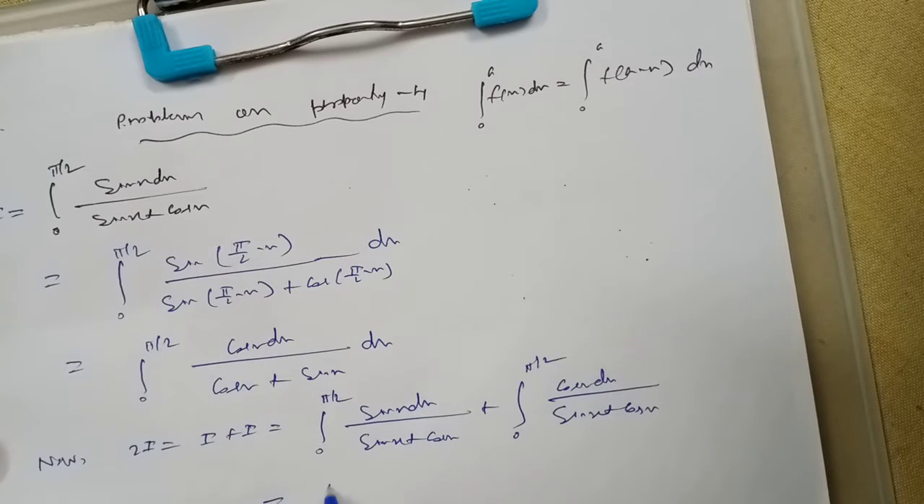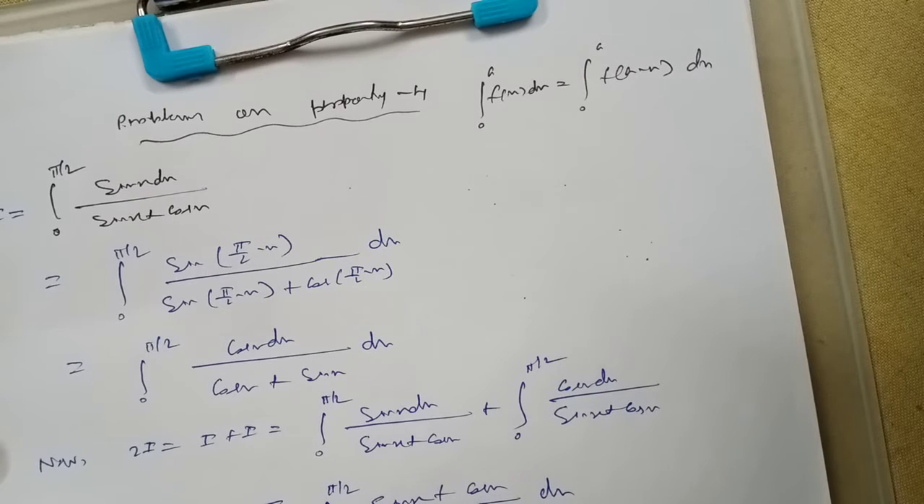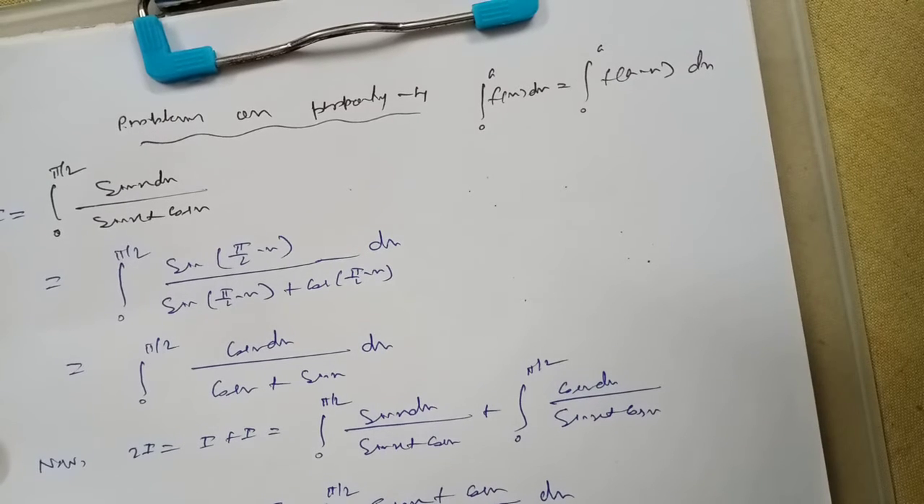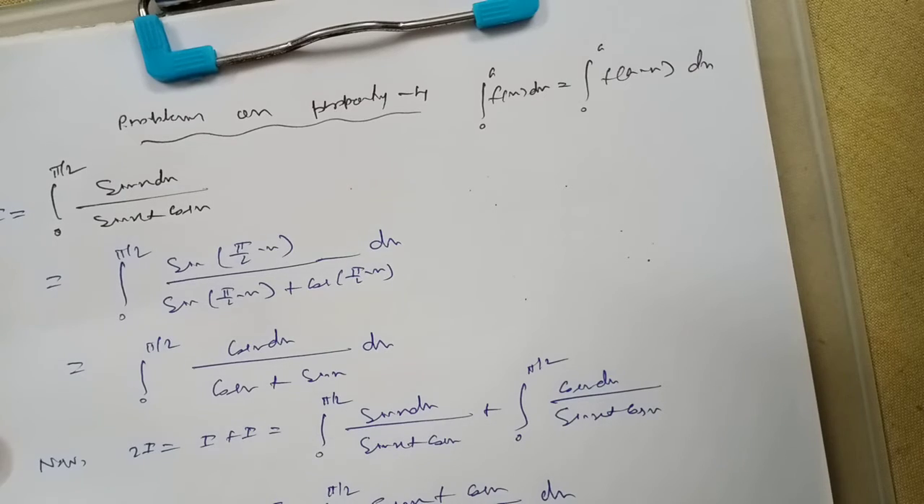Now they can be added, so we get sin x plus cos x by sin x plus cos x dx. So finally we get integral 0 to pi by 2 simply dx. So this will be x from 0 to pi by 2, that is pi by 2 minus 0, that is pi by 2. So this is 2I equals pi by 2. So our required integral I will be pi by 4. This is our answer.